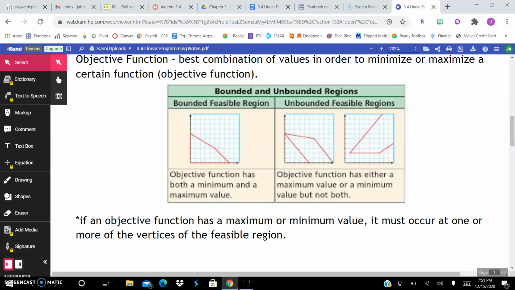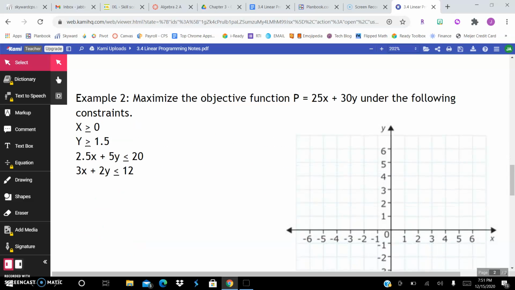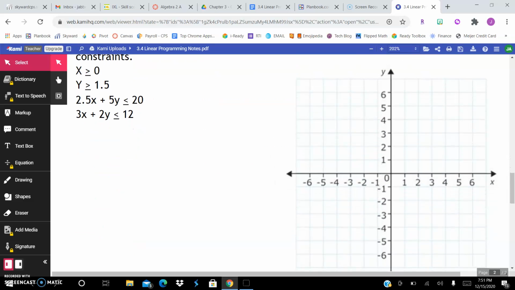So once we graph all of this, we really only care about the ordered pairs that are at the vertices, at the corners of our feasible region. So we really have to take some time and make sure that we graph correctly.